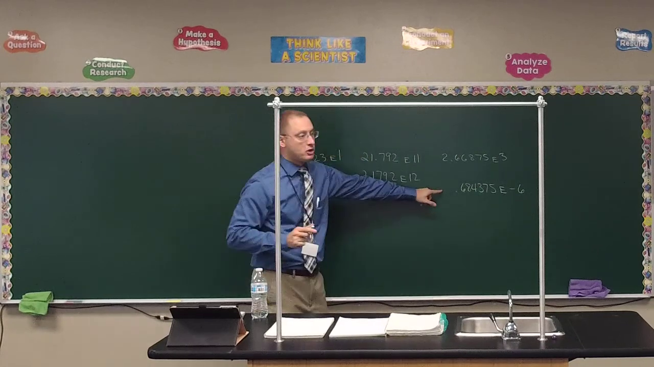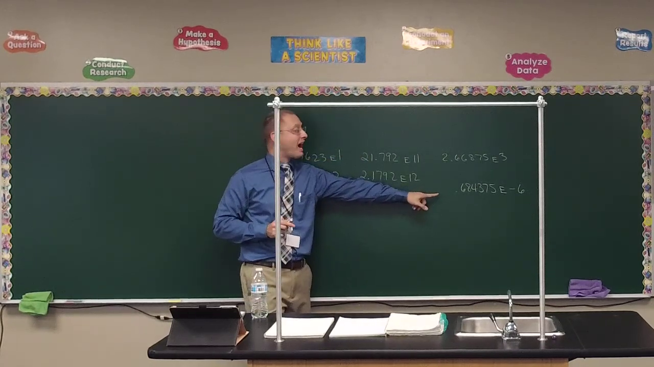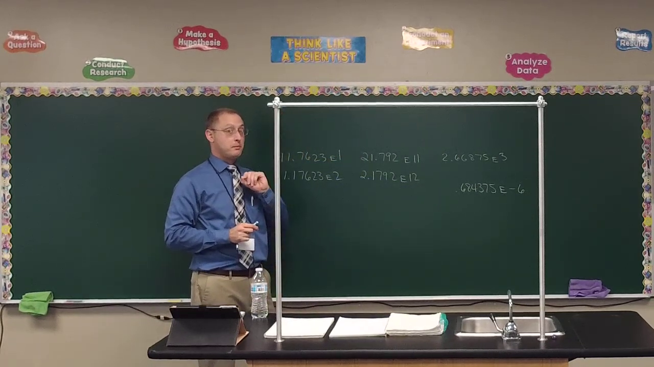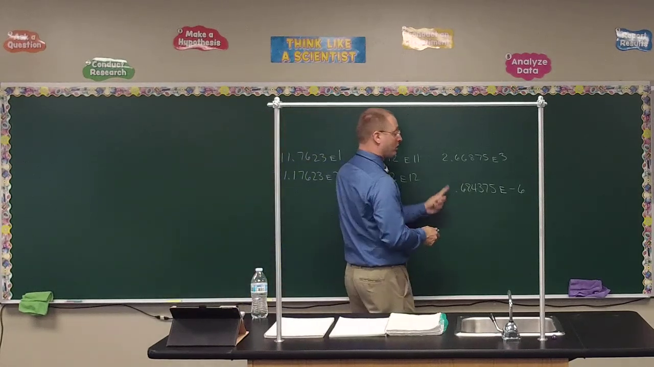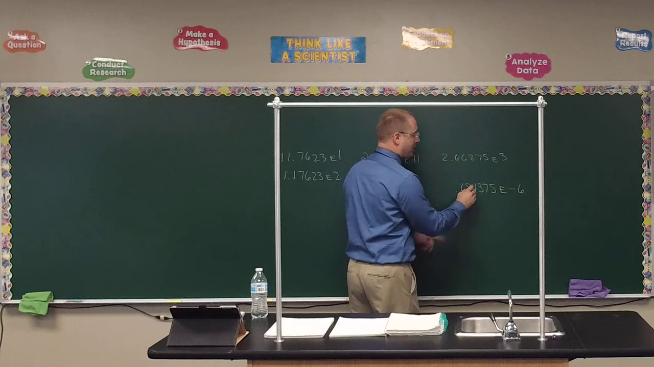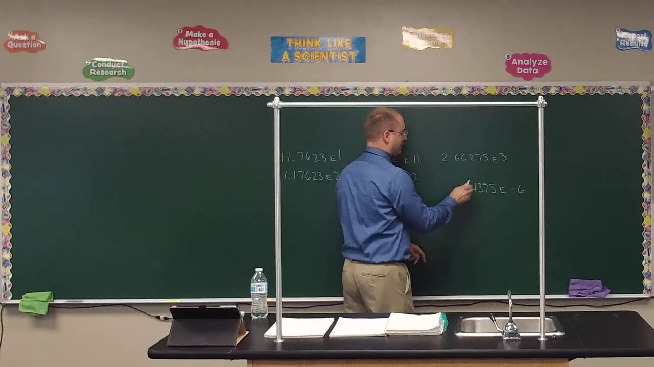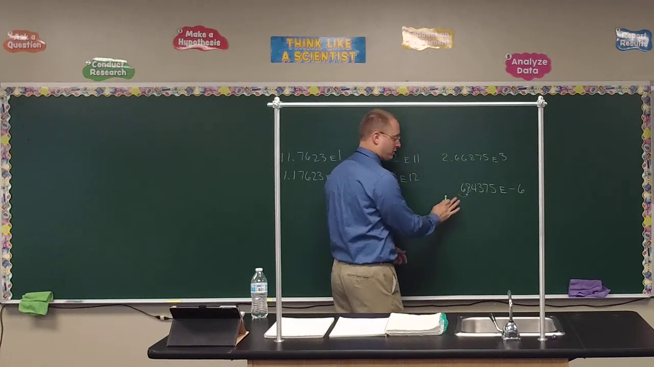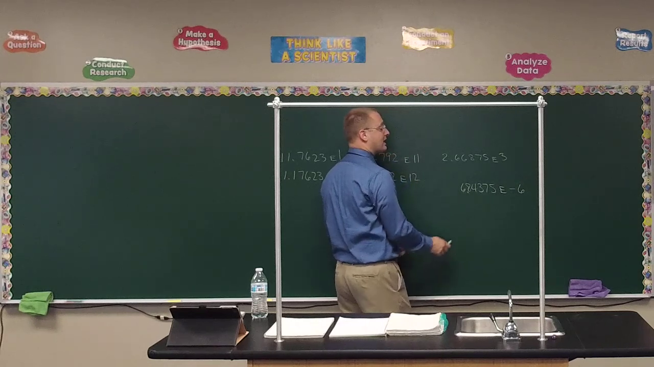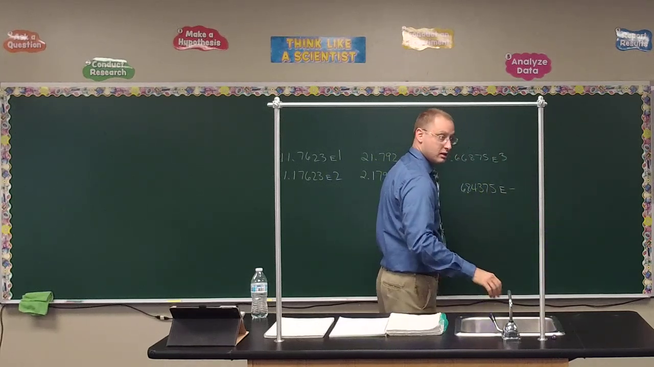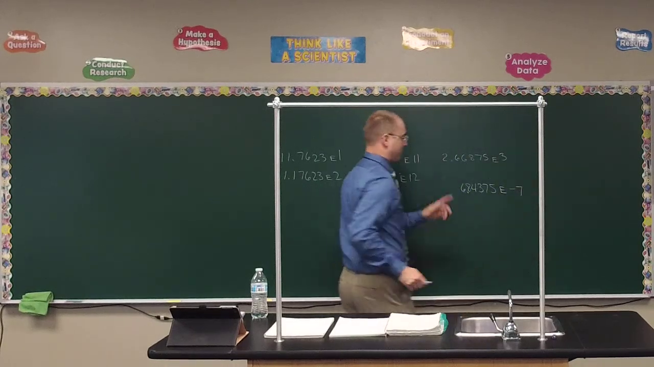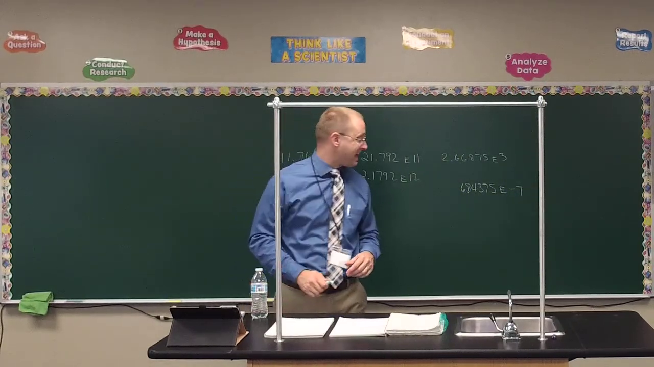But is this written correctly, class? No, I've got to have one digit before the decimal. So I'm going to have to move the decimal to the right. And if it goes to the right, what happens to the E value? It goes down. So instead of E -6, E -7. And that's our final answer here, 6.84375 E -7.